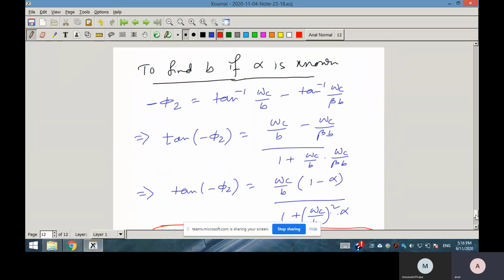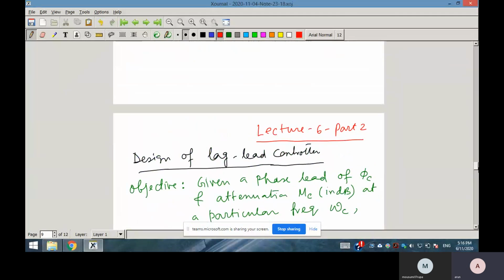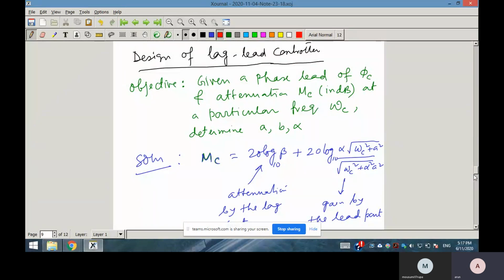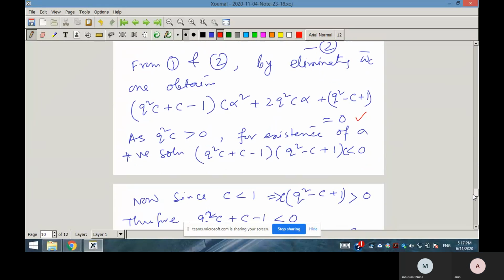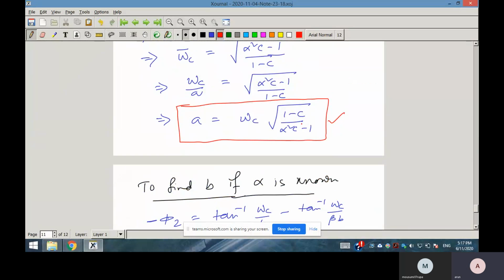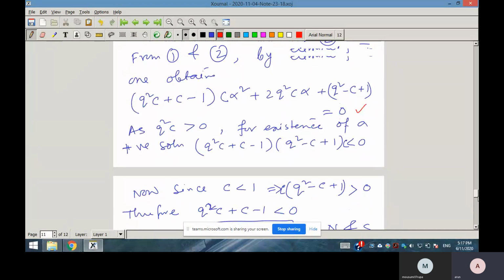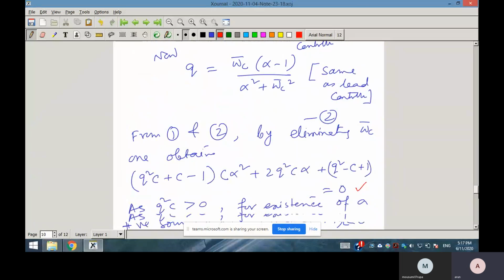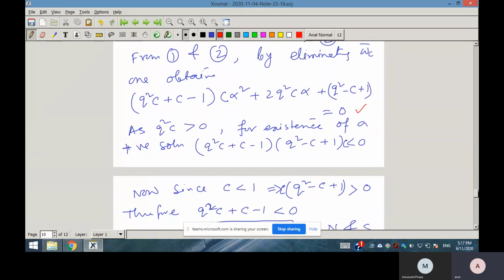So the first step is that, the design procedure is like this. You have been given a phase lead phi c and attenuation M c dB at some frequency omega c. You have to determine A, B, alpha and beta. Beta equal to 1 by alpha. So that's why A, B and alpha is okay. So what you have to do first? You have to solve first this quadratic equation.